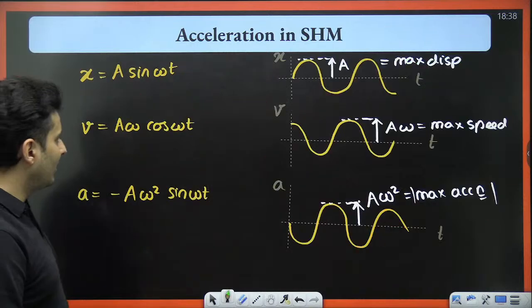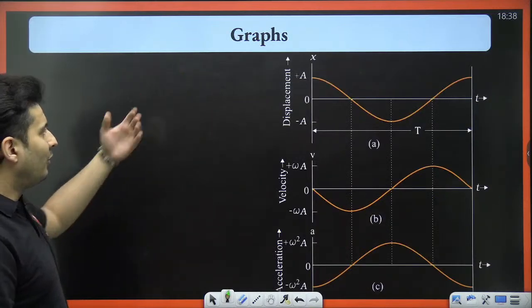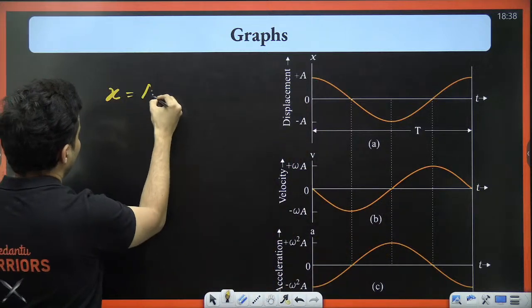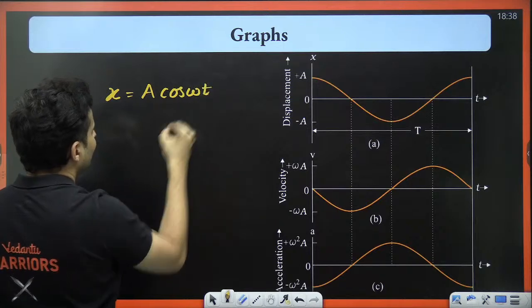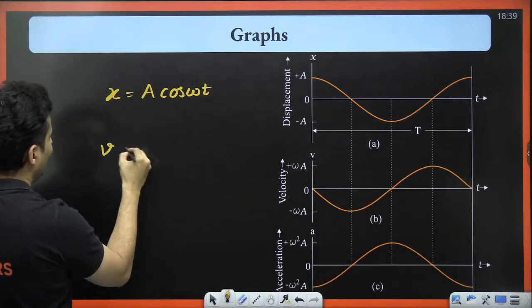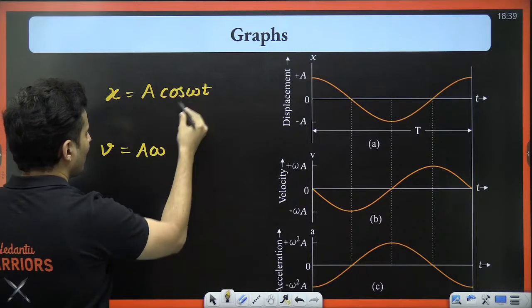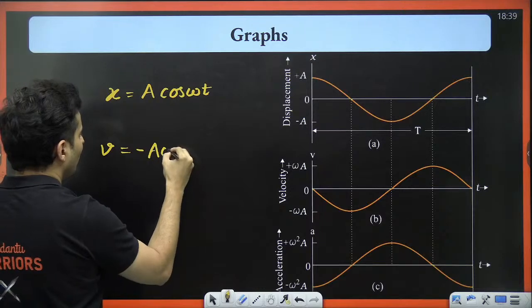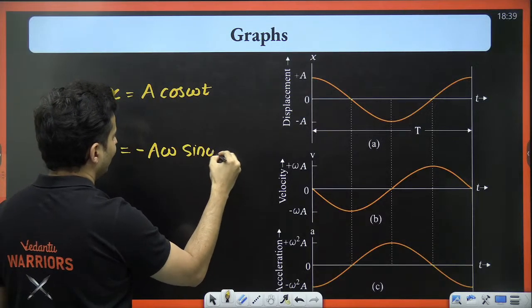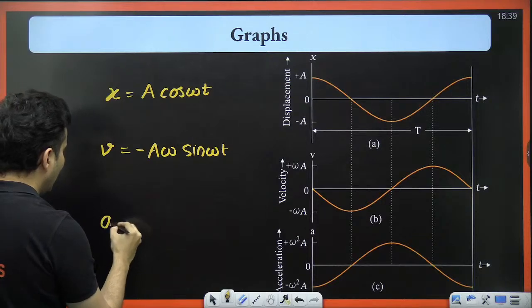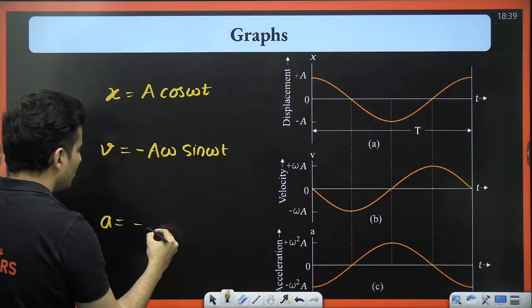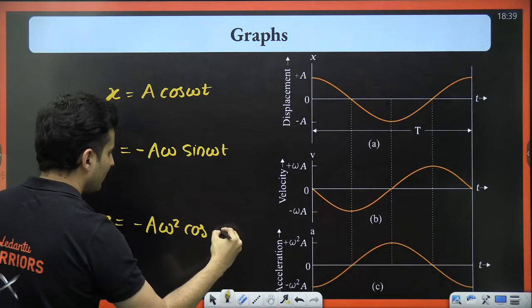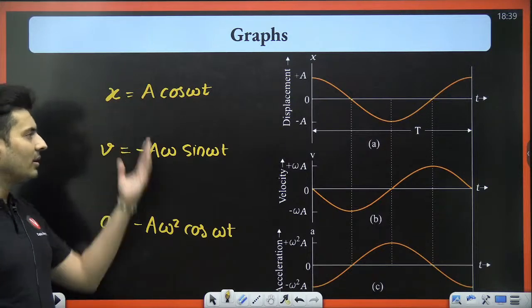Also another beautiful graph of cosine. If your x starts as A cos omega t, then velocity will be A omega, and cos's derivative is a negative sign, sorry. So minus A omega sine omega t, that's what velocity will be. And acceleration will be the derivative of this. So it will be minus A omega square, sine's derivative will become cos. So cos omega t. So that's how the equations will look.